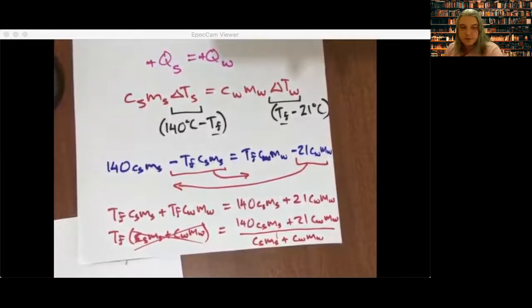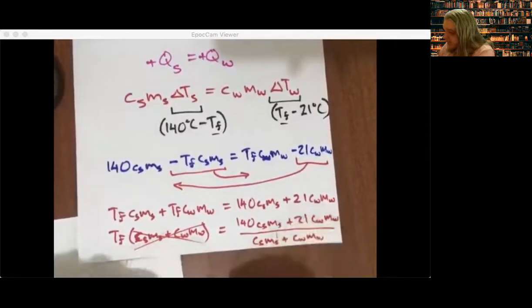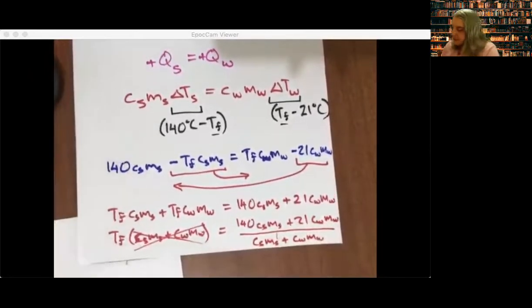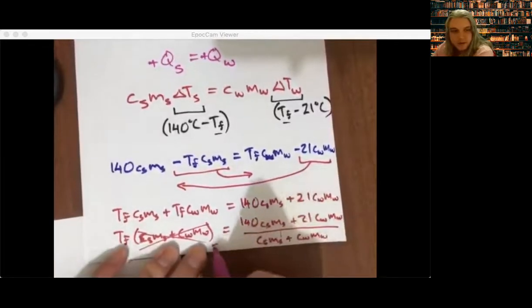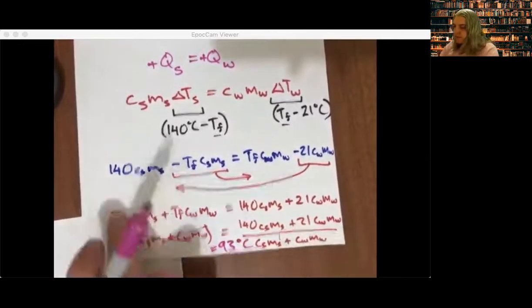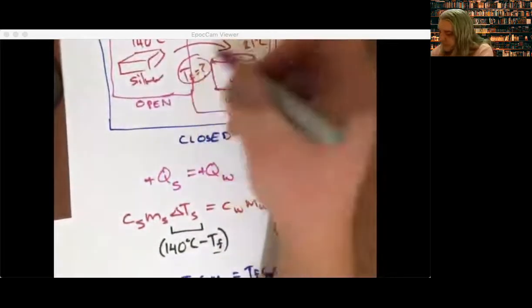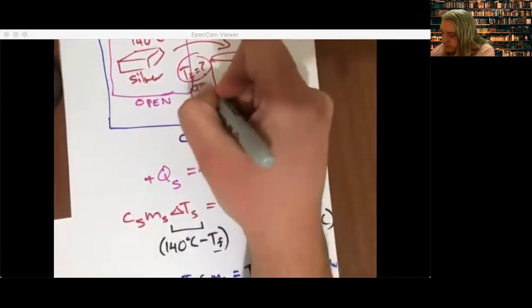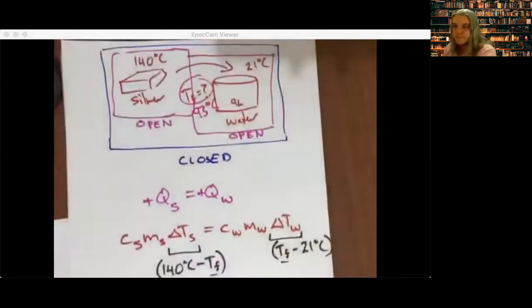And the final temperature should, if you've done everything correctly, come out to be 92.9, which is 93 degrees Celsius. So the final temperature of this is going to be 93 degrees C.